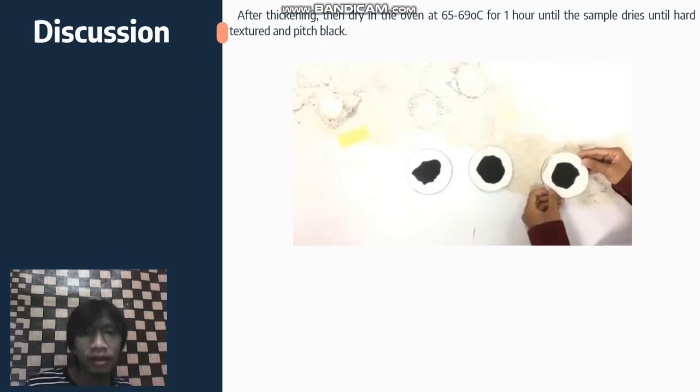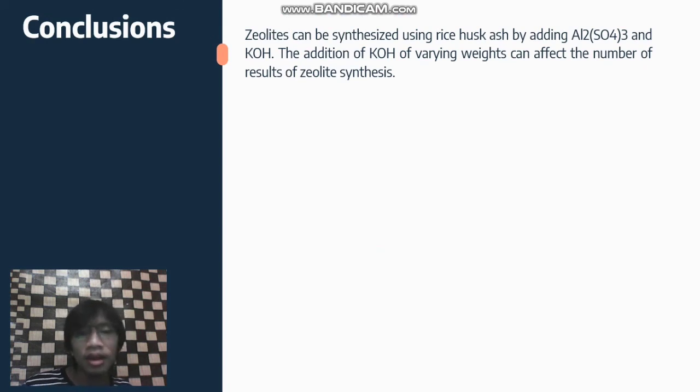Next, after thickening, then dry in the oven at 65 to 69 degrees Celsius for 1 hour until the sample dries until hard, textured, and pitch black. Next, conclusion: zeolite can be synthesized using rice husk ash by adding aluminum sulfate and KOH. The addition of KOH of varying weight can affect the amount of zeolite synthesis result.